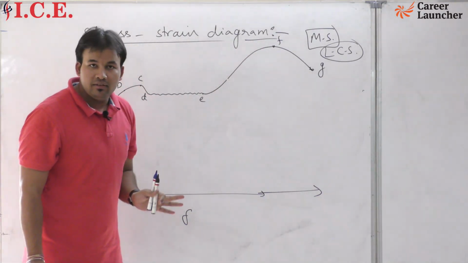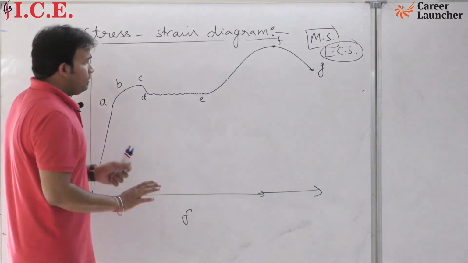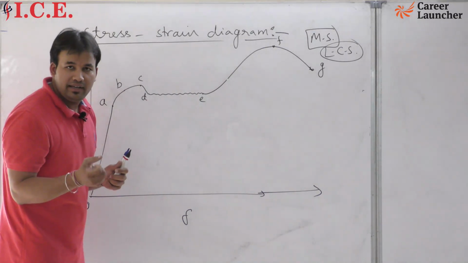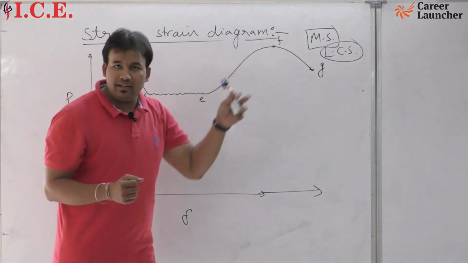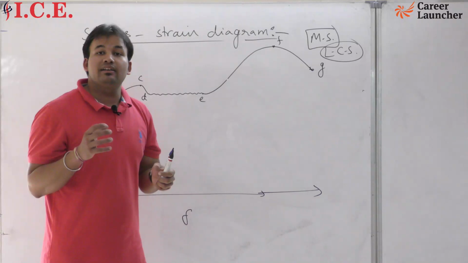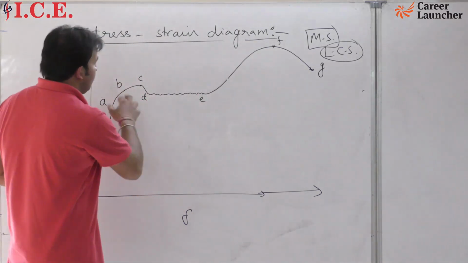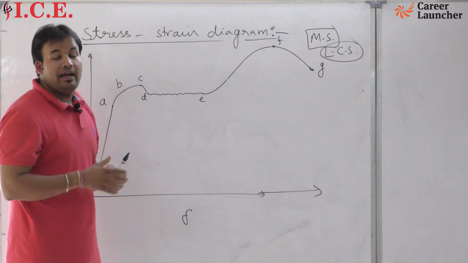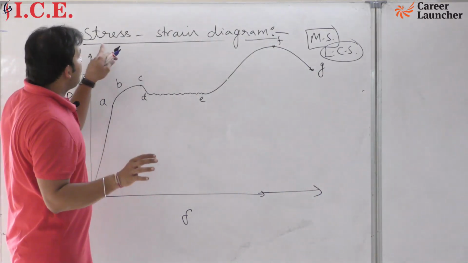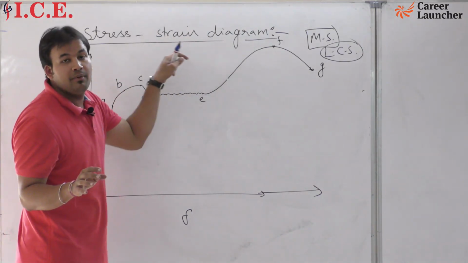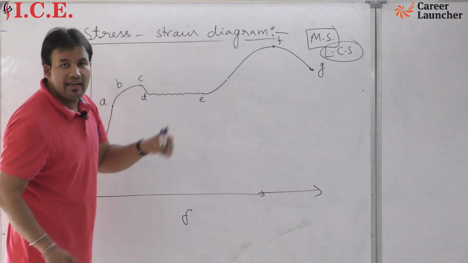Are you getting me? So till now we have fixed that we are considering mild steel as a material, we are considering a cylindrical object, and we are considering the tensile test. After that we will discuss all these points. And don't forget, our aim is to find the stress versus strain diagram, or the stress and strain diagram.